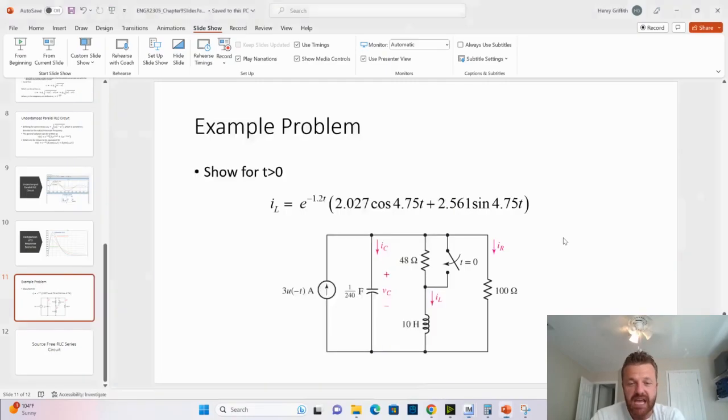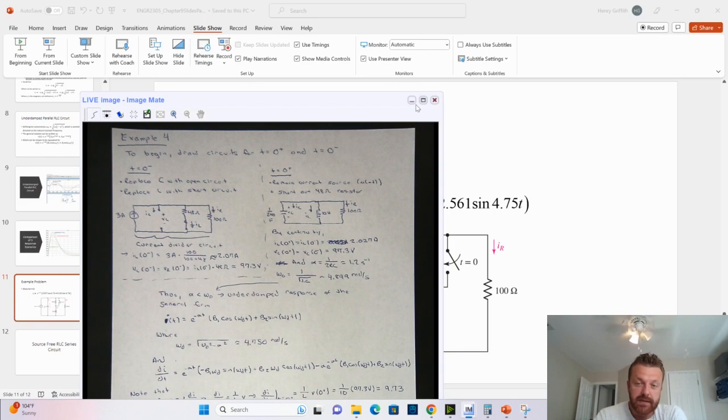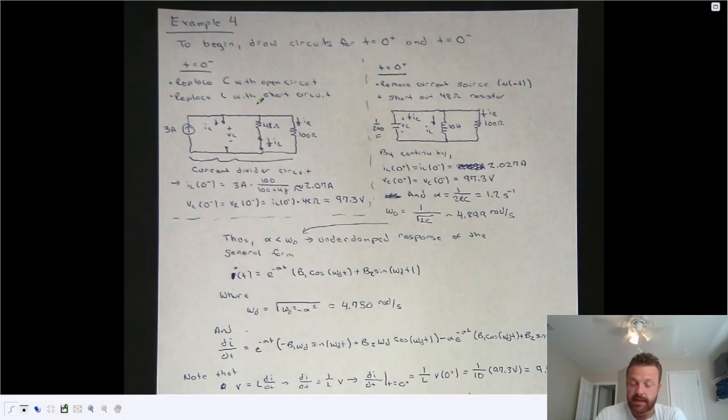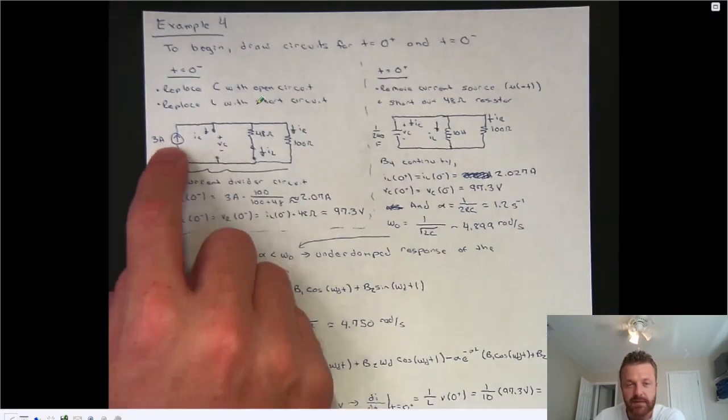One thing I want to bring up, if you look at this source, it's 3 times u of minus t. Remember that this is the unit step function, but whenever we make the argument of a function negative, so the unit step function goes from 0 to 1 at t equals 0. When you make that argument negative, you're basically reflecting it about the y-axis, so it will go from 1 to 0. So this will actually turn off when t equals 0. However, before t equals 0 and at the point of t equals 0 minus, we still have the source there.